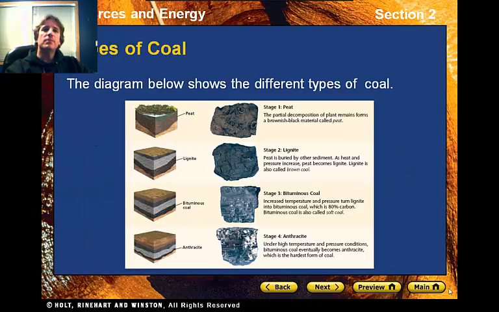Okay, there are different types of coal formed from different time frames. There are four stages: you've got peat, lignite, bituminous, and anthracite. So make sure you know the difference between them. I'm sure there will be a question on that. Again, this is a picture right from your book, so it should be pretty straightforward.